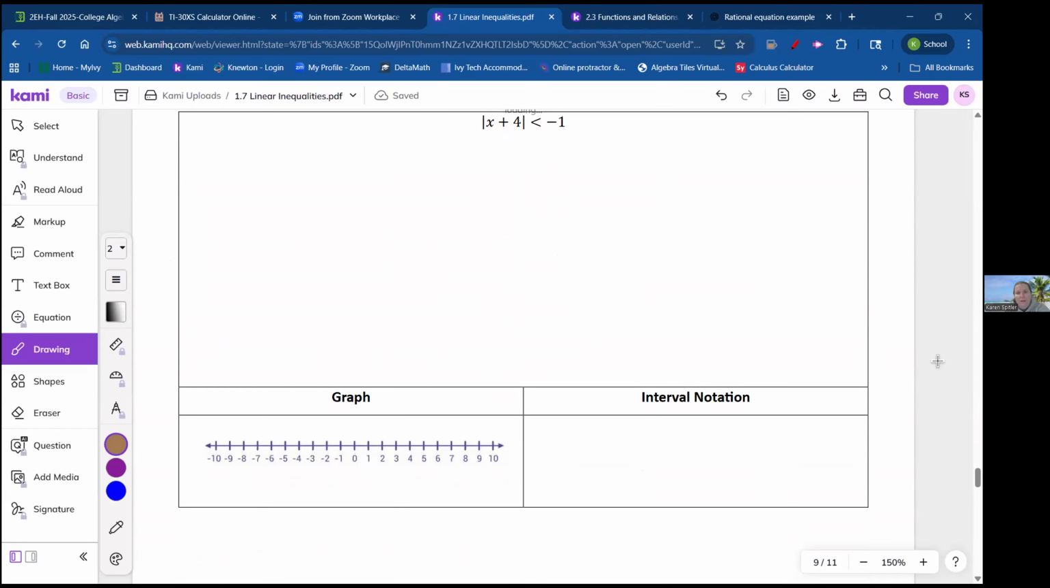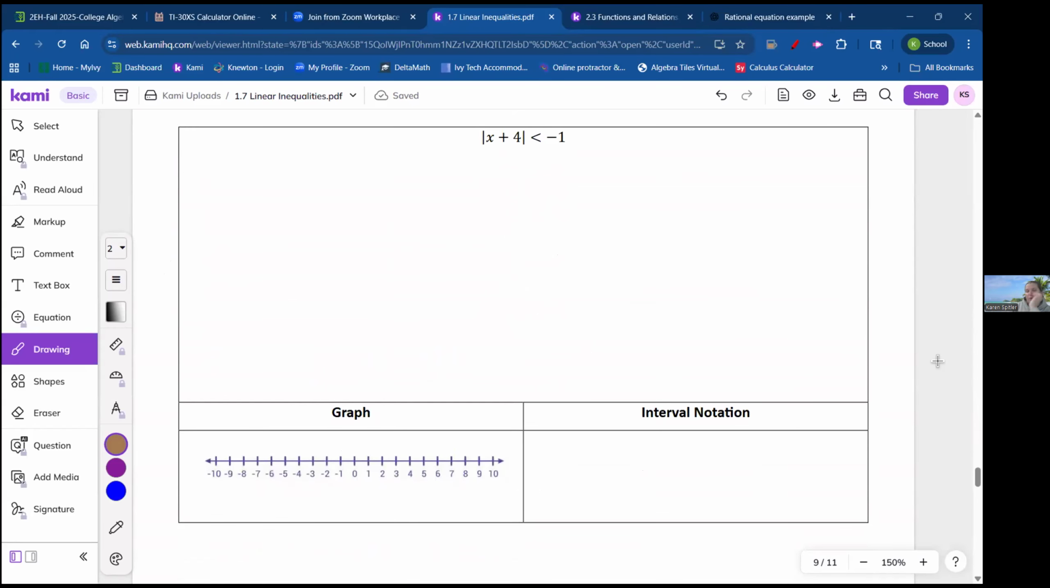Okay. Let's go to the third one here real quick. We're going to skip the second one. You guys are going to do that one. So we have, again, a less than. This is an LA, so it's a less than. It's going to be an and graph. So you have x plus 4 is less than -1, and x plus 4 is greater than +1.